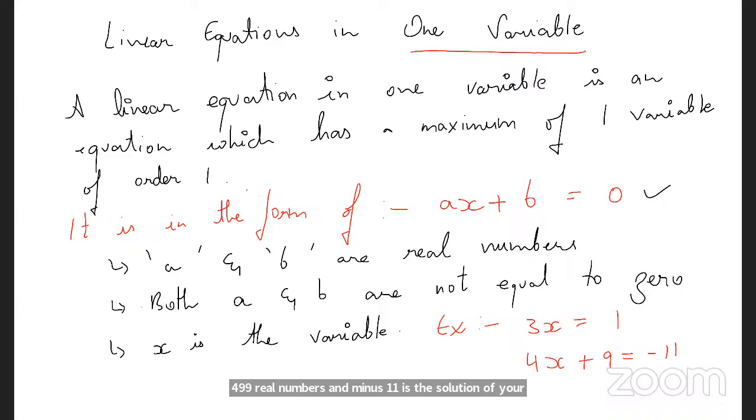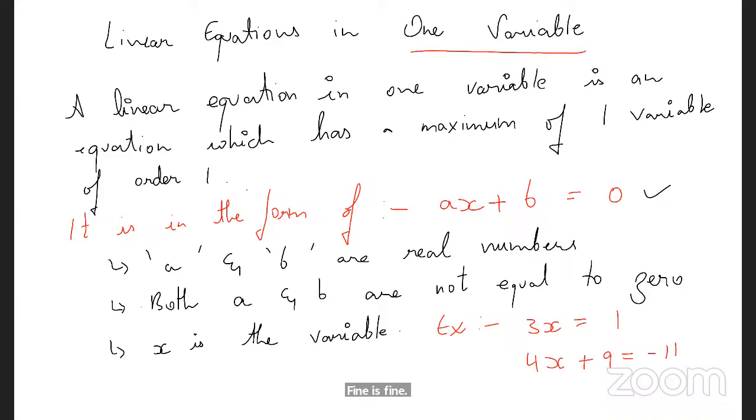Ma'am, for the first one, x equals 1 by 3, and for the second one, x equals minus 5. Can you repeat? 1 by 3. Yeah, 1 by 3. And the second one, x equals minus 5. Minus 5.